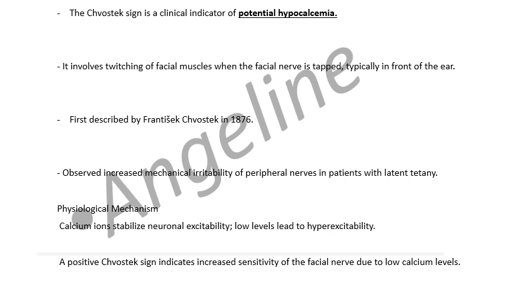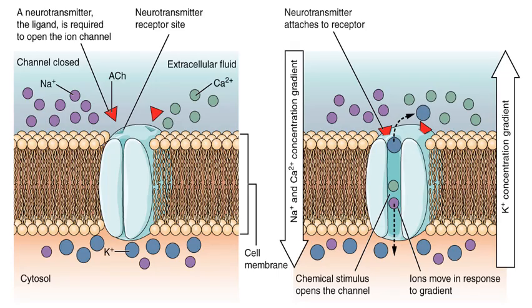Calcium ions stabilize neuronal excitability, the sodium gate channels. And if it is low, it leads to obvious hyperexcitability. A positive Chvostek sign indicates increased sensitivity of the facial nerve due to low calcium levels. I'll come to it later. There is a particular slide on physiology. So have a look. Don't be in a hurry.